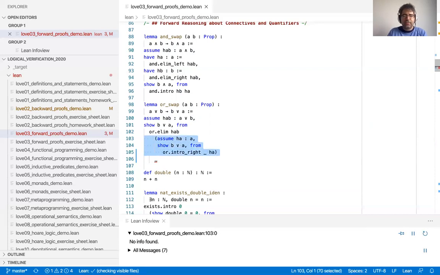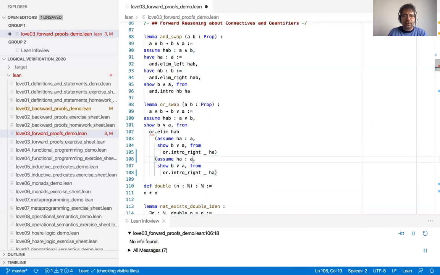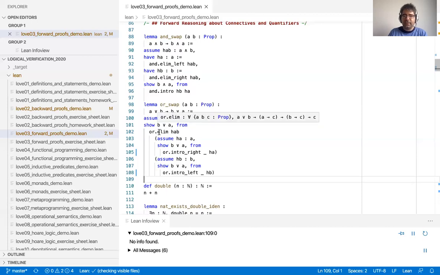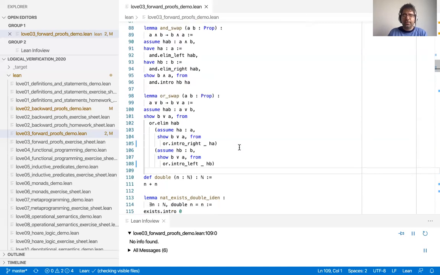And then the other case is going to be very analogous. I'm just going to copy paste and try to guess what's coming. Like this, I guess. And we're done with the OR swap, right? So this is the more difficult one, because you have the OR elim here, which is a quite nasty elimination rule, and you have all these nested proofs. So if you master that one, then I think you'll be in pretty good shape.